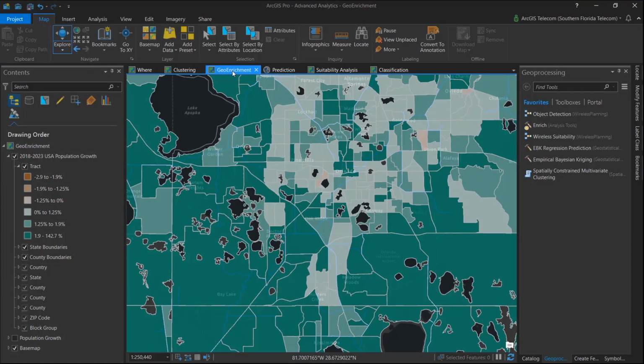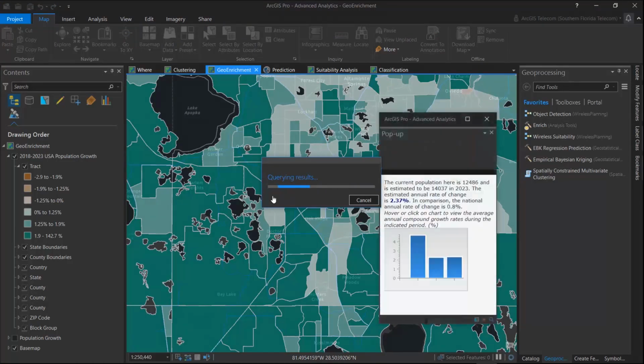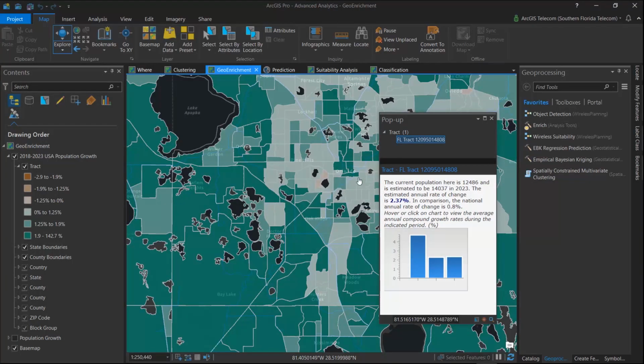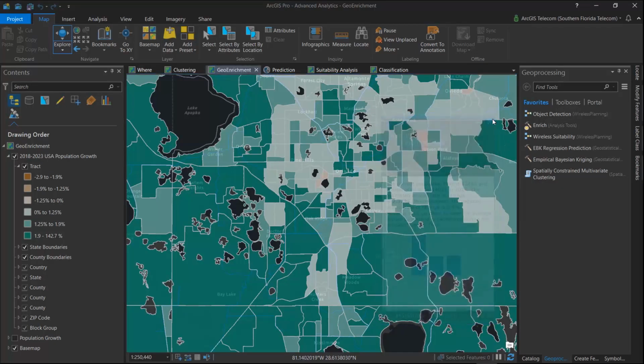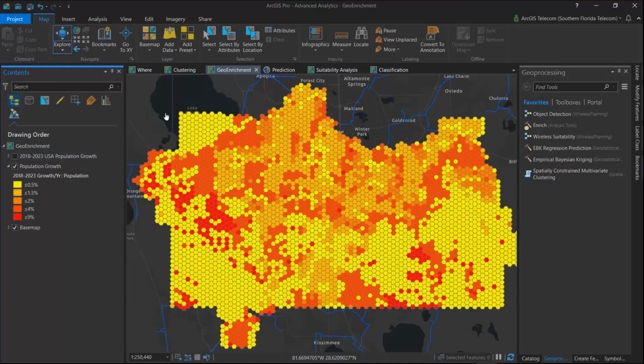The second analysis technique is called geo-enrichment, which takes third-party data like demographic information and appends it to your own datasets. So in this example, we want to geo-enrich our existing Orlando region with population growth information so that our network planners can locate where we might have additional subscribers in the future. Here we can see another heat map that shows our population growth rate across the Orlando area.